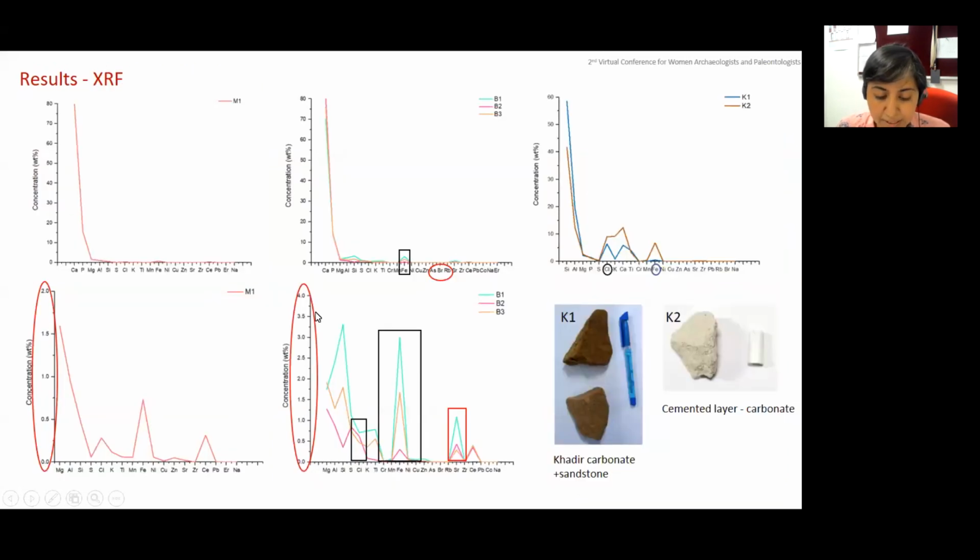The XRF studies show characteristic exchange of elements for both the modern and ancient samples. The ancient samples are observed to be more altered as compared to the modern ones, which is indicated by the anomalous concentration of iron, strontium, arsenic, and also chlorine. This has been correlated with the sediment sample, which was collected from the same area. We have these 3 rocks, which were also analyzed through XRF, and they also show the same kind of elements.